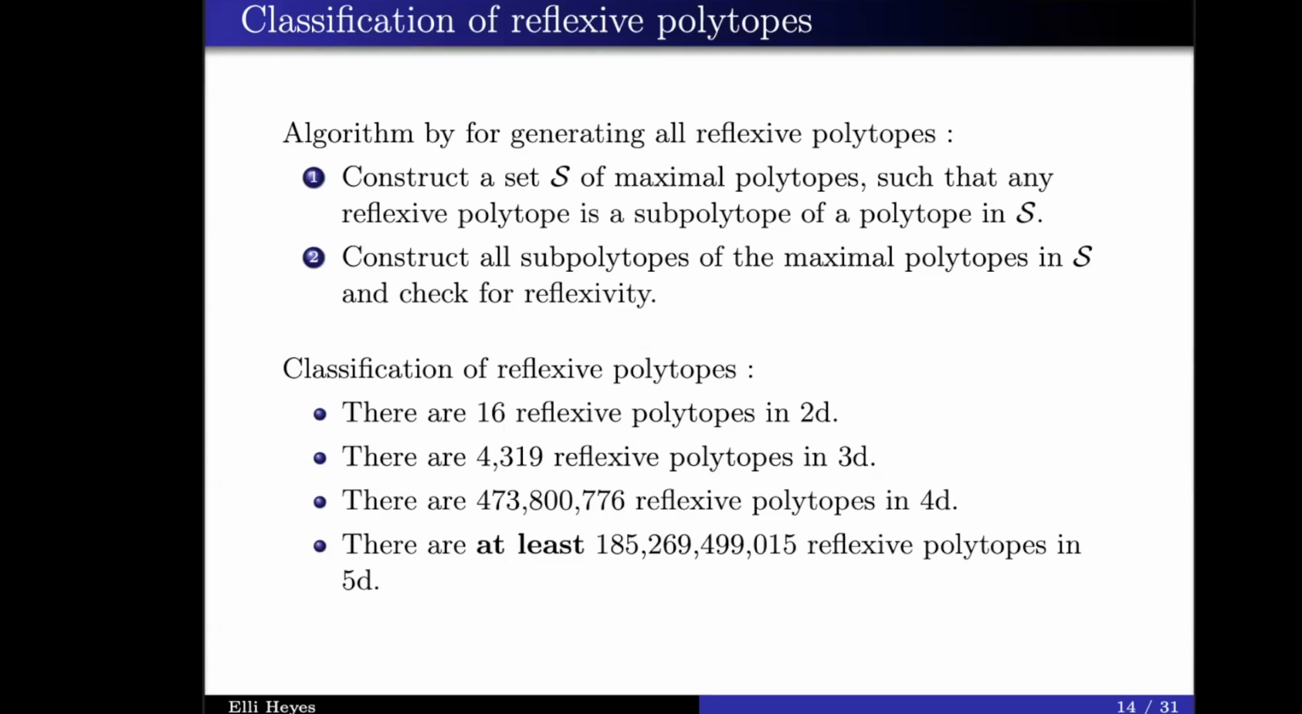So rather than generating the entire data set, they instead generated, this is Kreuzer and Skarke now, a partial data set. So the way they did that was basically just to do step one of the algorithm, construct all the maximal polytopes, and then they just checked which of these are automatically reflexive. And doing that, they created this data set of 185 billion. So later on, when I show you the data sets that we constructed with genetic algorithms of 5D reflexive polytopes, we check against this data set and see which ones were already known and which ones are new.